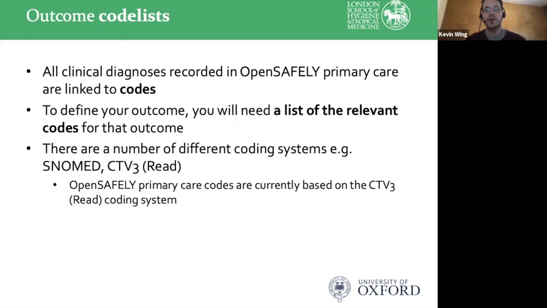So how do you go about then defining your outcome, particularly within OpenSAFELY? So you need to know about outcome code lists. All clinical diagnoses that are recorded in OpenSAFELY primary care are linked to specific codes. And in order to define your outcome that you're interested in, what you'll first need is basically a list of those codes, okay? And there are a number of different coding systems, for example, SNOMED or READ CTV3. And the primary care codes that OpenSAFELY uses are currently based on the CTV3 or the READ coding system.